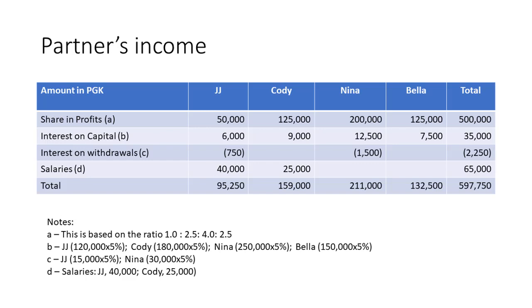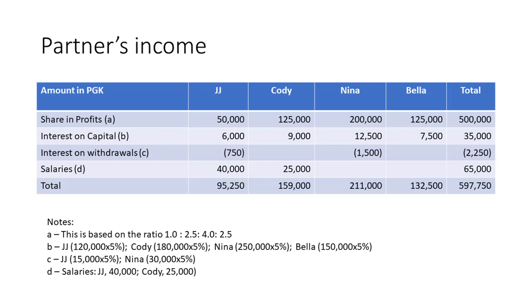So for JJ, the total income or profit will be 95,250. Cody is 159,000. Nina will be 211,000. Bella will be 132,500. So the total income is 597,750. To check, this is how we check if we have done the right thing.